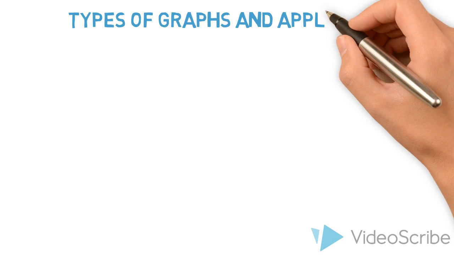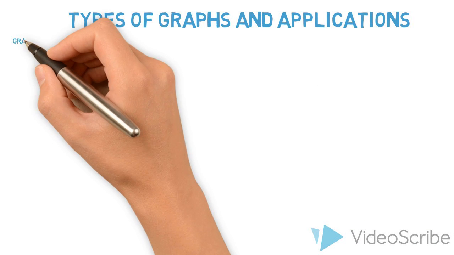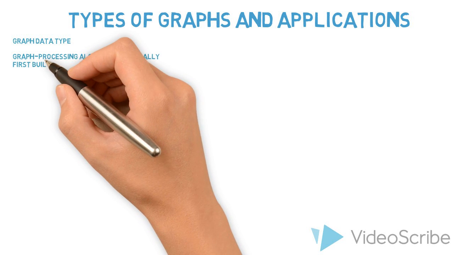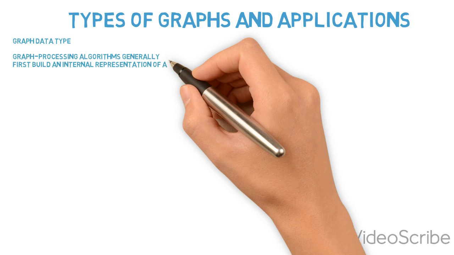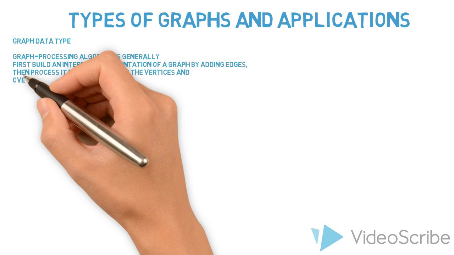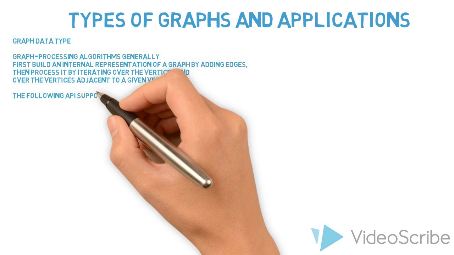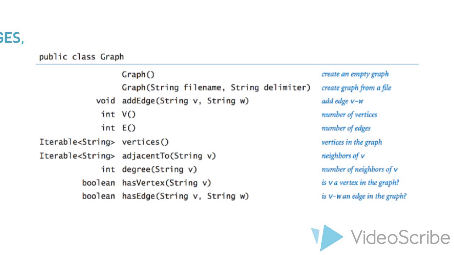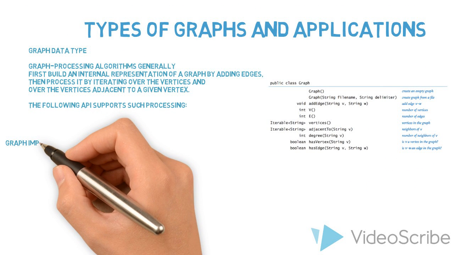Types of graphs and applications. Graph data type. Graph processing algorithms generally first build an internal representation of a graph by adding edges, then process it by iterating over the vertices and over the vertices adjacent to a given vertex. The following API supports such processing.